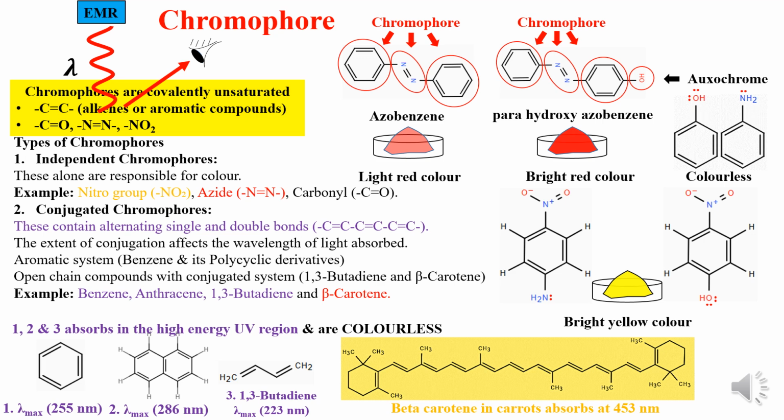So benzene, naphthalene and 1,3-butadiene absorb in the high energy UV region, and hence they are colorless. While beta carotene, due to the extensive conjugated system in the molecule, absorbs in the low energy visible region, and therefore it is colored.